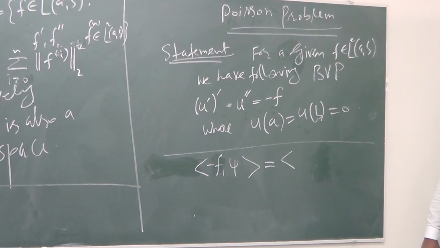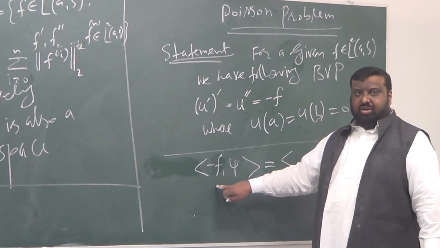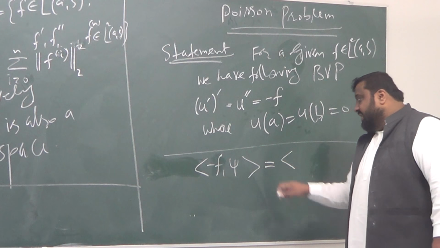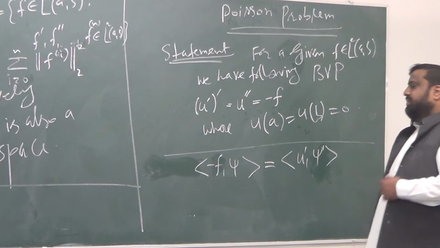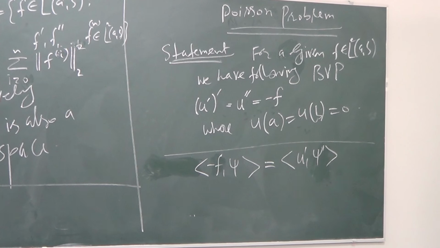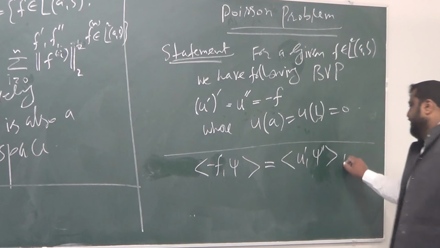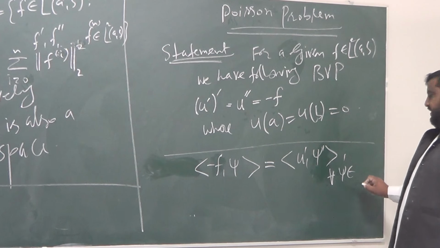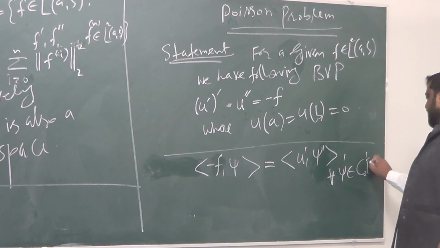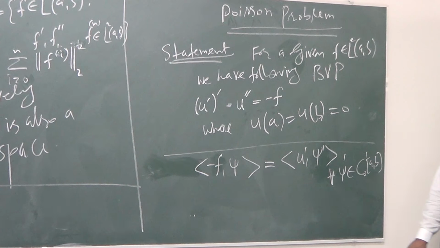So what condition should it satisfy? The inner product of minus f and psi in the L2 sense should equal minus the inner product of u prime and psi prime. And this must be true for all test functions psi in C naught. Are you getting the point? What have we precisely done?